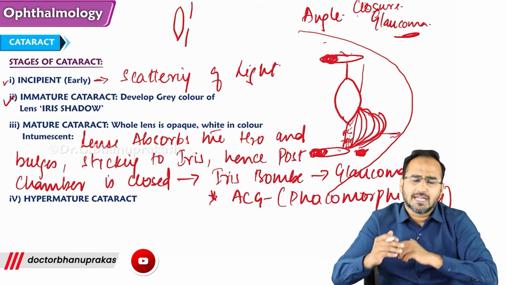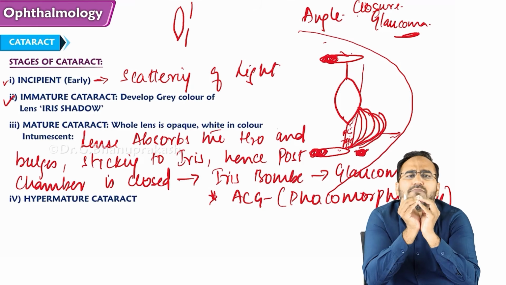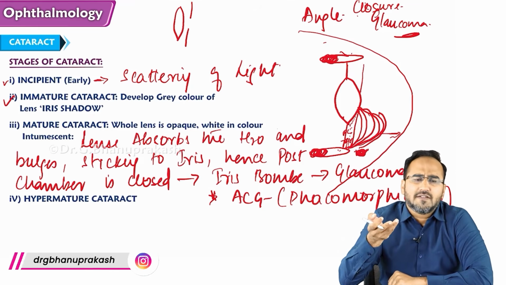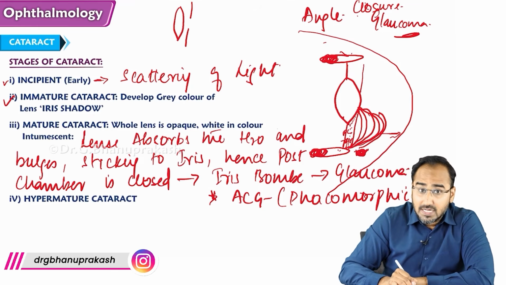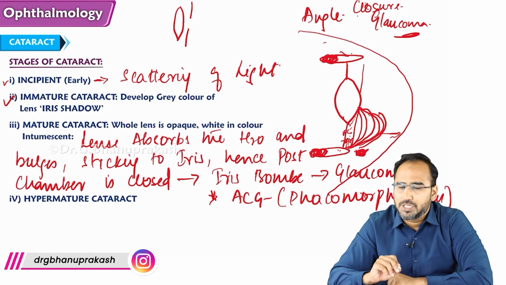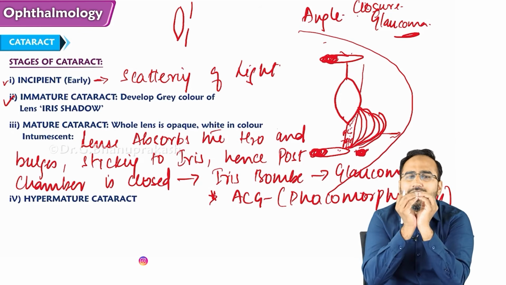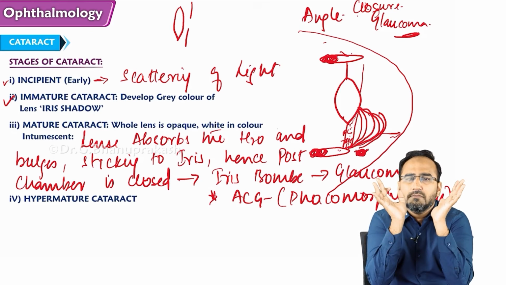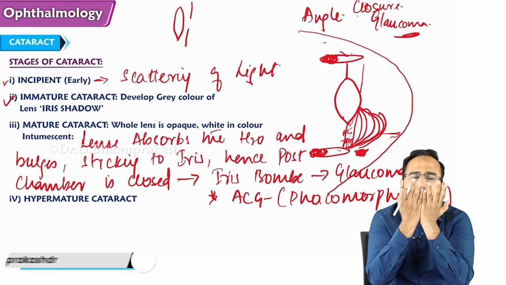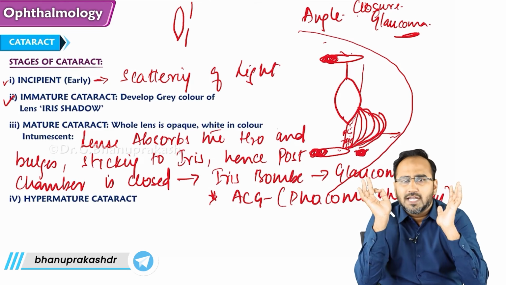What is happening in the hypermature stage, guys? The lens bulges, but only to an extent. What happens after some time? After the mature stage has passed, after some days the lens goes into the hypermature stage. In the hypermature stage, suddenly the lens bursts out. Bursting out means it will release all the water, right?